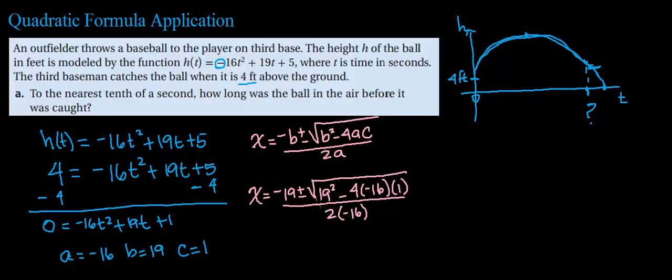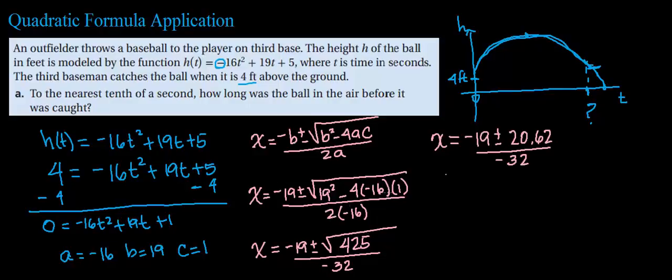With my calculator, I'm going to do 19 squared plus, why plus? Because negative times negative will give you plus. And I'm going to multiply 4 times 16. And everything will be divided over negative 32, because negative 16 times 2 is negative 32. You have the square root of 425. So let's go ahead with the calculator and calculate the square root of 425. And this is what you get. When you take the square root of 425, you get 20.62.